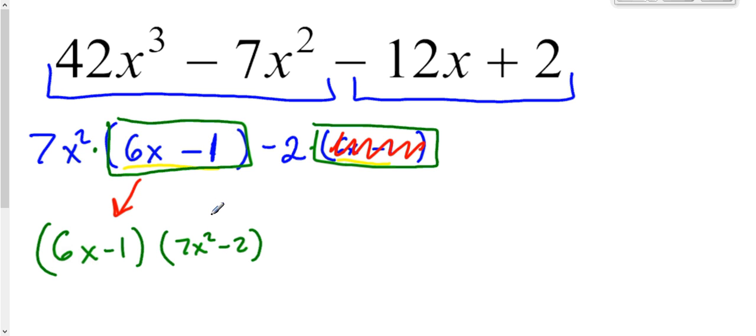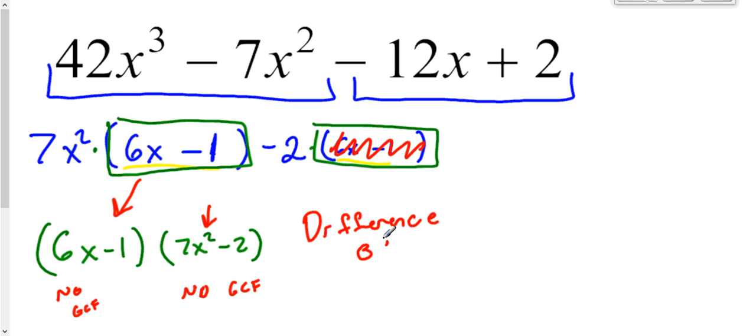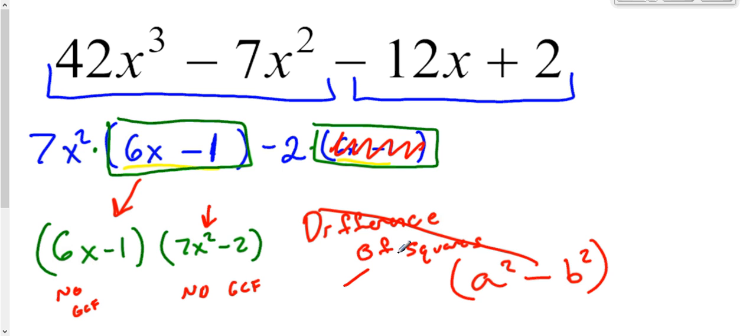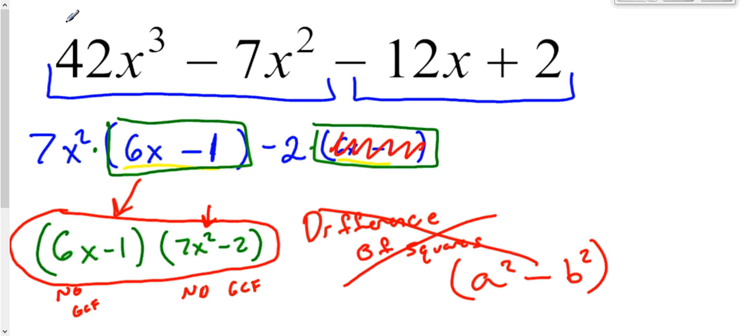We now check to make sure there's no greatest common factor in either of the binomials. There's no GCF here. No GCF here. What worries me is this squared. Maybe this is a difference of squares, where the first term is perfectly squared and the second term is perfectly squared. Well, 7 isn't perfect, 2 isn't perfect, so we don't have that. Our final answer remains these 2 binomials.